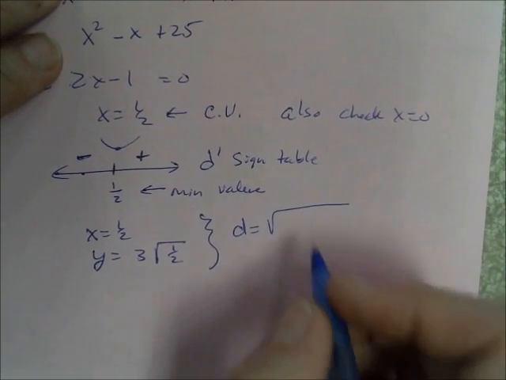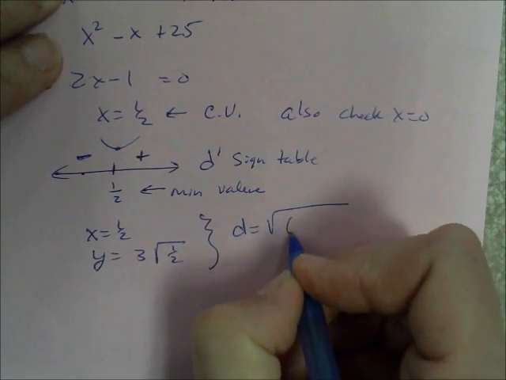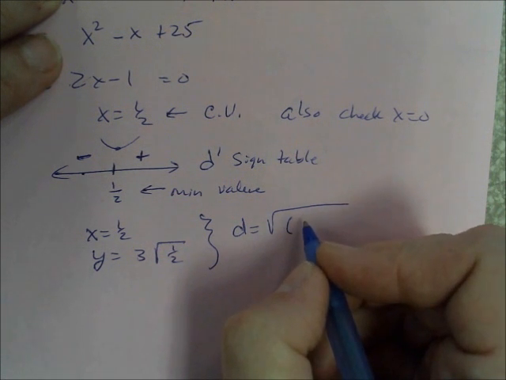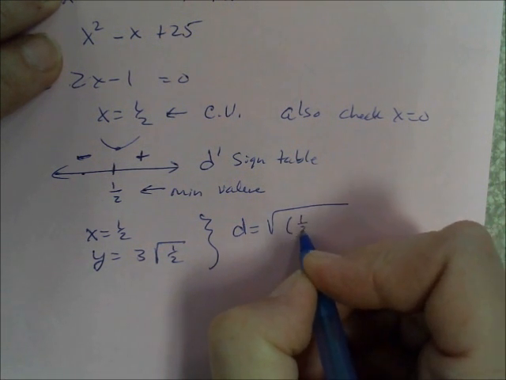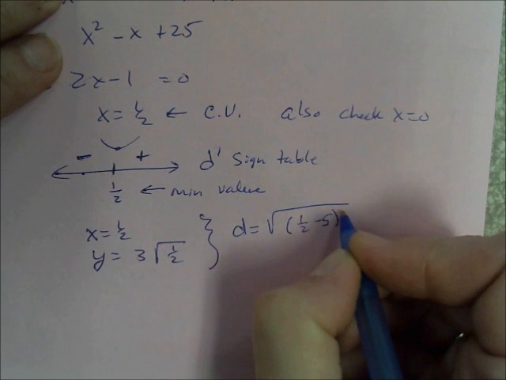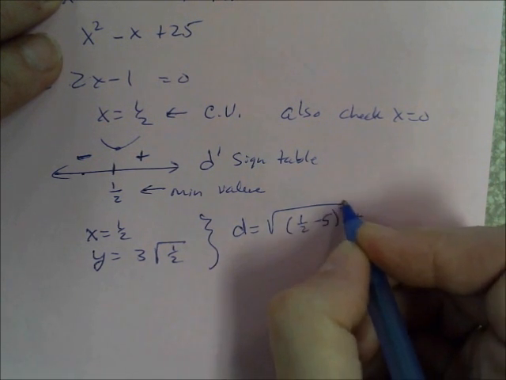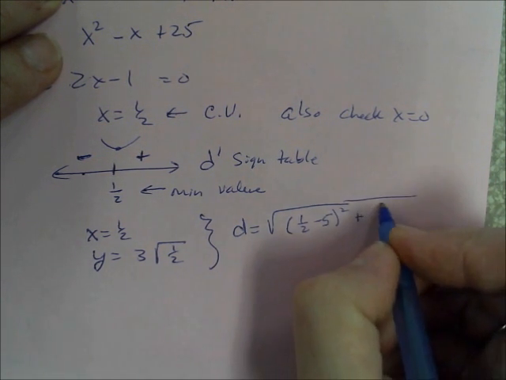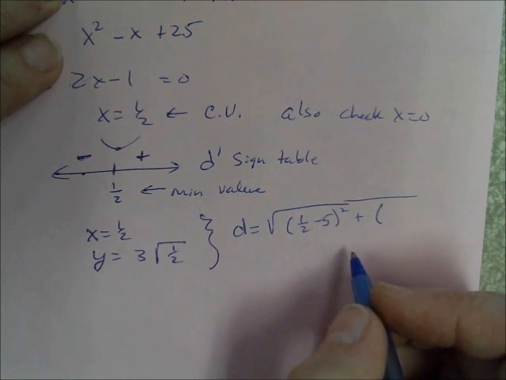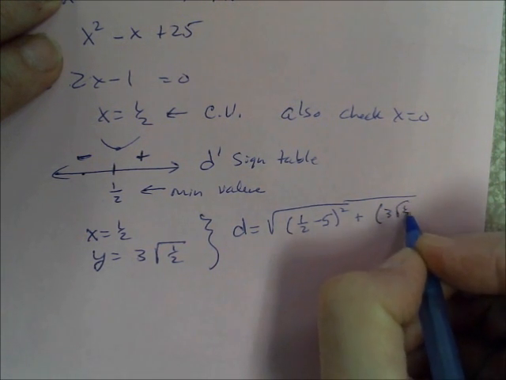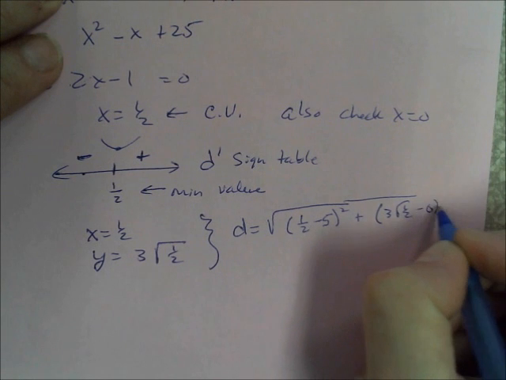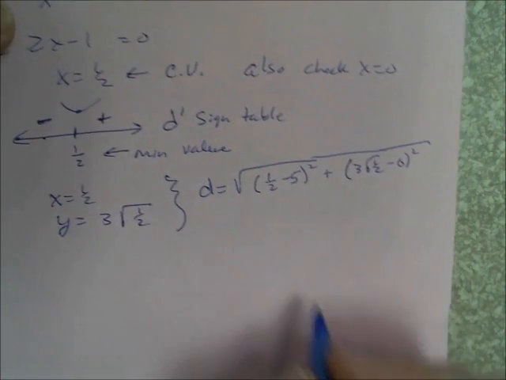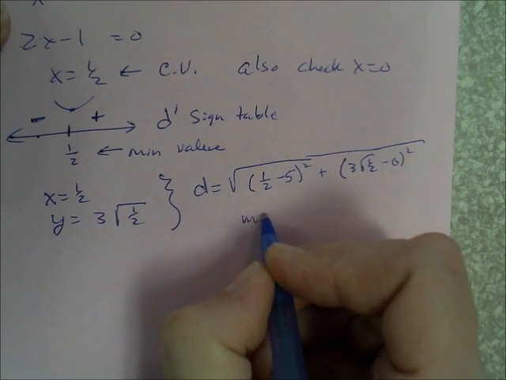So our distance formula is x minus 5 squared. X is 1/2 minus 5 squared plus. And then the other point is 3 square root of 1/2 minus 0 squared. And this will give us a minimum distance.